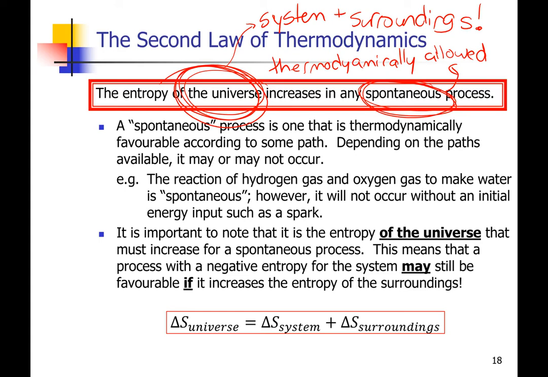So we could rephrase the second law of thermodynamics to say that the entropy of the universe, which is the combination of the system and the surroundings, must increase in any process that is thermodynamically allowed. And that would be a more thorough and accurate law, although it would take a whole lot longer to say.